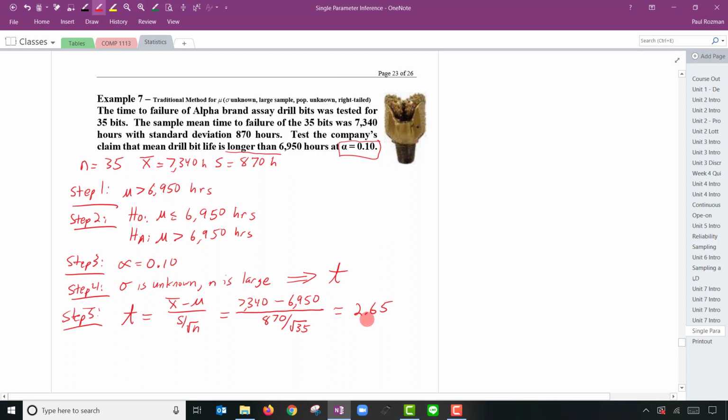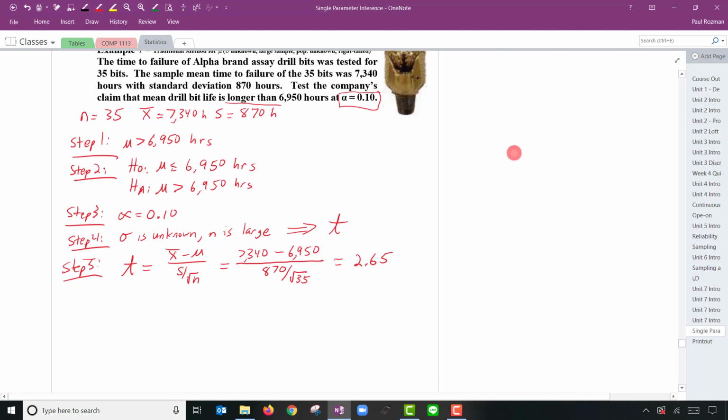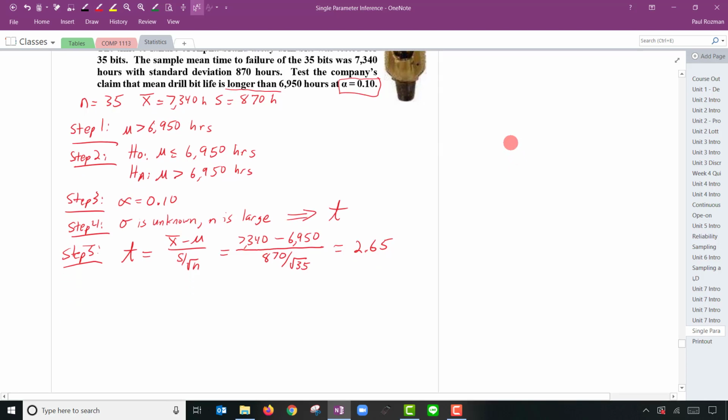A little bit somewhat large maybe. But remember, we don't want to just judge this as being large or small for a t-score, because we have to remember that when you have a one-tailed test, sometimes unusual isn't that unusual if it's on the right side of your tail. So let's figure that out in step 6. Step 6, we have the two methods. We have the traditional way and the p-value way.